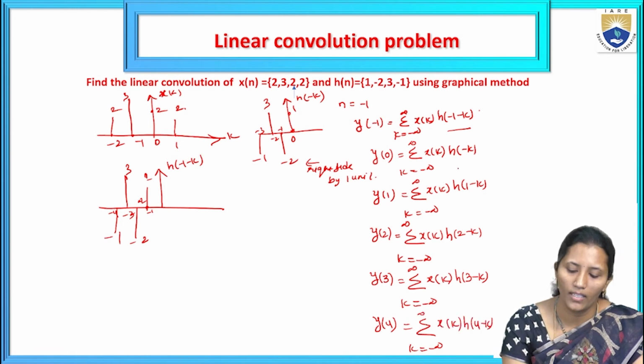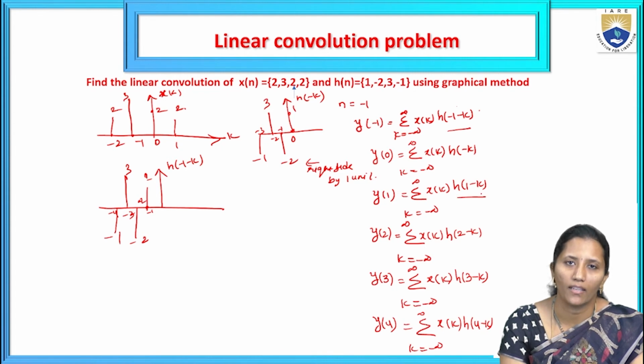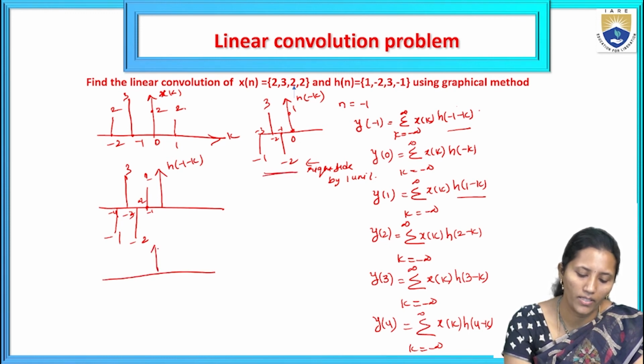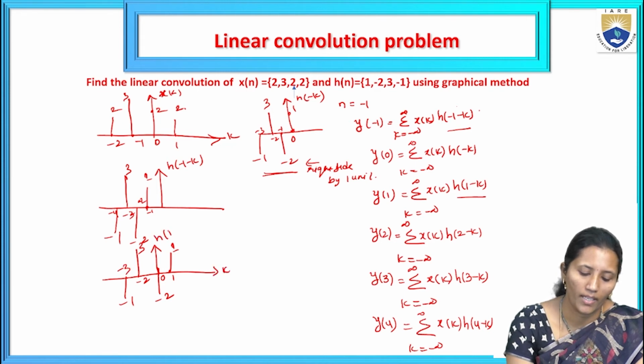So here, we know x of k and h of minus k, h of minus 1 minus k. To get the h of 1 minus k, 1 minus k is minus k plus 1. So we have to shift the h of minus k to the left side. So here h of minus k sequence is this one. We have to shift that to the left side. So the zeroth sample will come here. 1, minus 2, 3, minus 1. So it is 0, 1, minus 2, minus 3. This is k, h of 1 minus k.